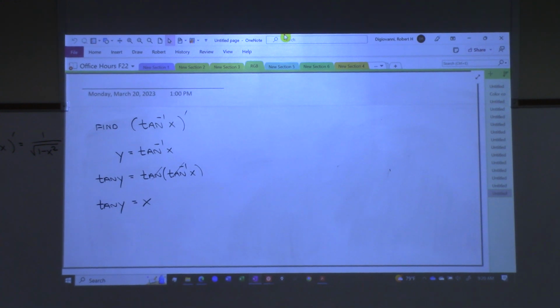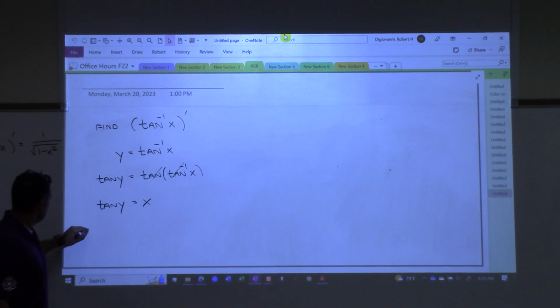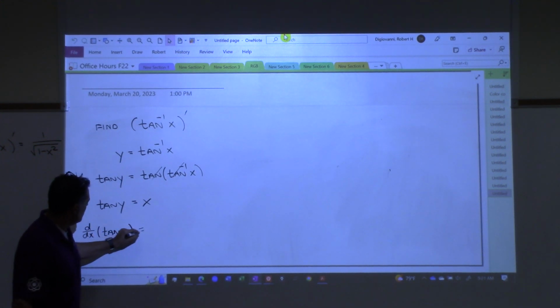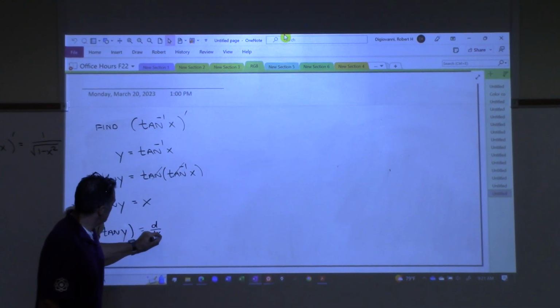That all okay? That's the same procedure, right? What did I do next? I took the derivative, right? Implicit differentiation, both sides, with respect to x. So let's take the derivative with respect to x on the left. And then let's take the derivative with respect to x on the right.